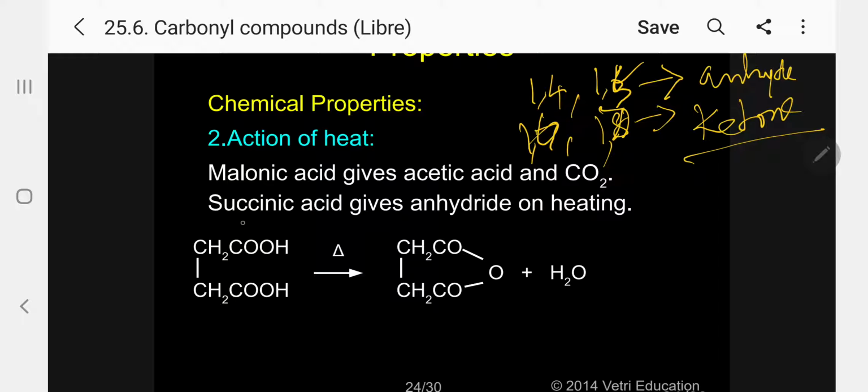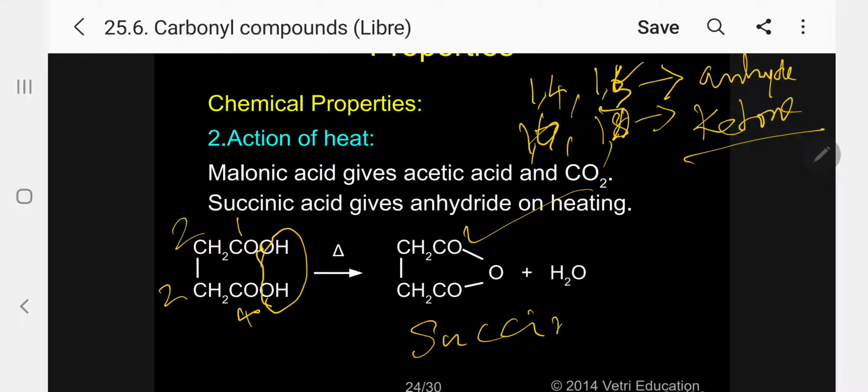So in this case, 1,4, kindly follow, succinic acid, 1,4. What is happening now? Eliminating water, it is producing anhydride. Succinic anhydride. This is succinic anhydride.